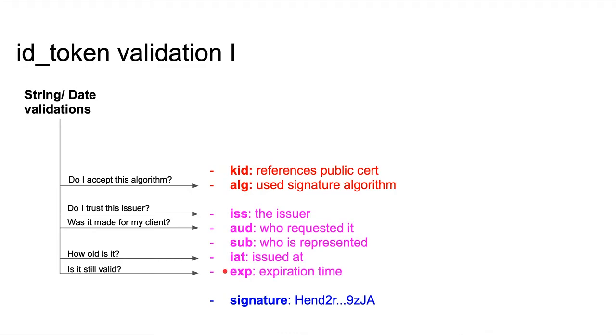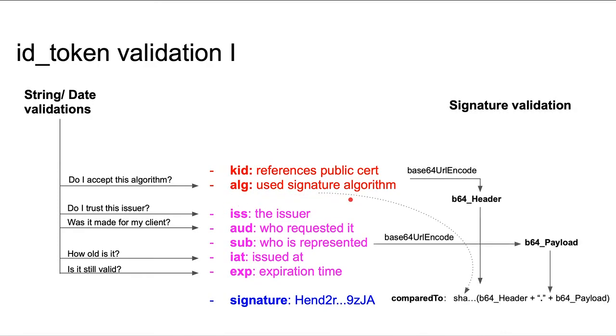And then, of course, the expiration. You want to make sure it hasn't expired yet. So those are really simple validations, just comparing strings. And the second part is the slightly more complicated one, where you would verify the signature.